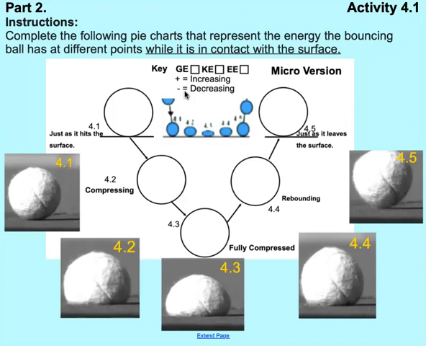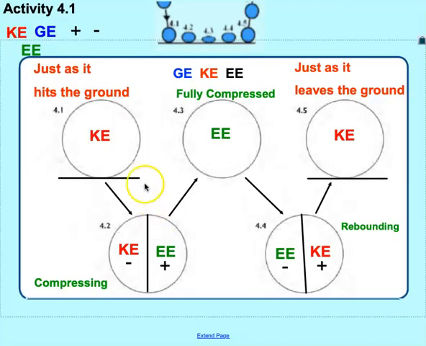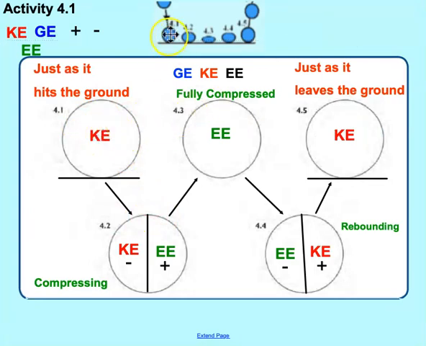All right, so you've had a chance to sketch these in. So let's take a look at how you did. So right here, 4.1 is this spot right here. Theoretically, if it's just as it hits the ground, there's no more GE. It's touched the ground. And just as the ball touches the ground, it's not deformed at all. It's not compressed at all. So the ball would actually have no EE yet.